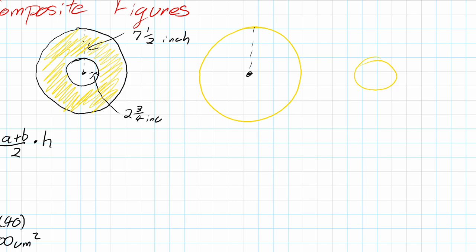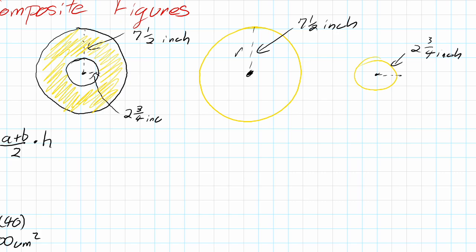One of them has a radius. So this is a radius, which is from the center to the outside. All the way across to the middle is diameter, but this is radius. Radius is equal to 7.5 inches, it says. It also says the radius of this one is 2 3/4 inches.